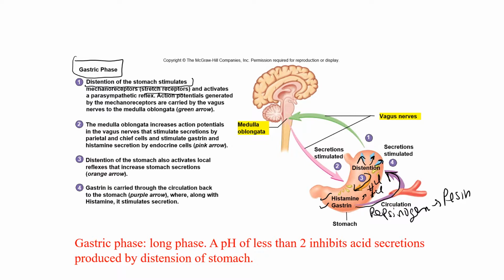Notice that if the pH decreases below 2 due to the actions of histamine and gastrin stimulating parietal cells, this will inhibit parietal cells and will cease hydrochloric acid secretion until the pH increases to a less damaging value. This mechanism prevents overacidity of the stomach.